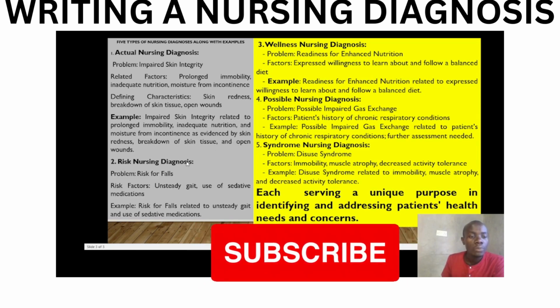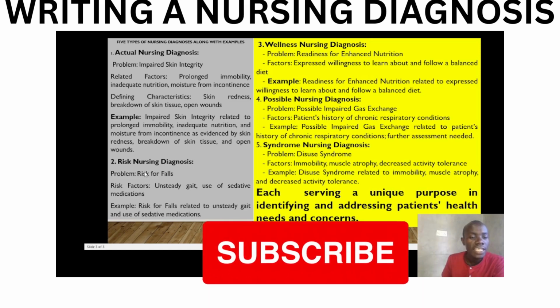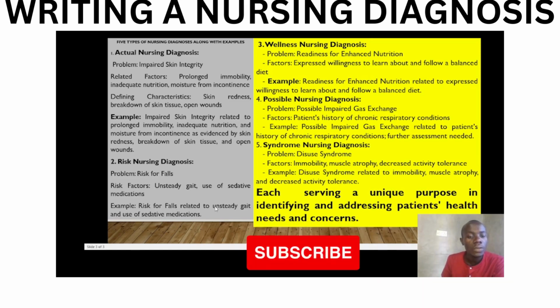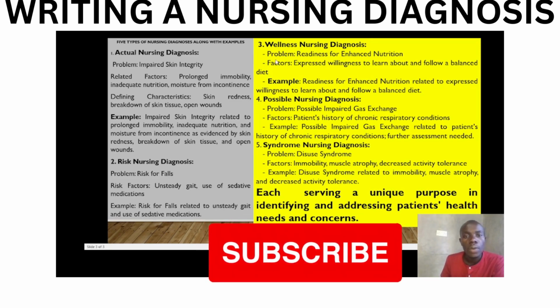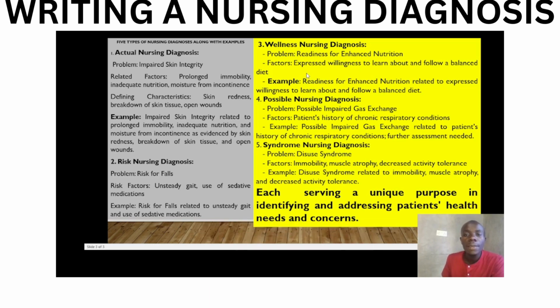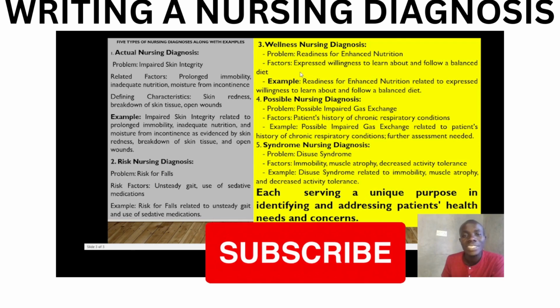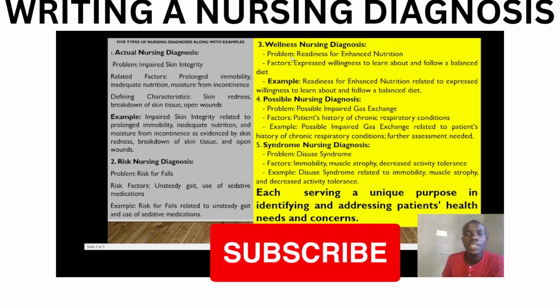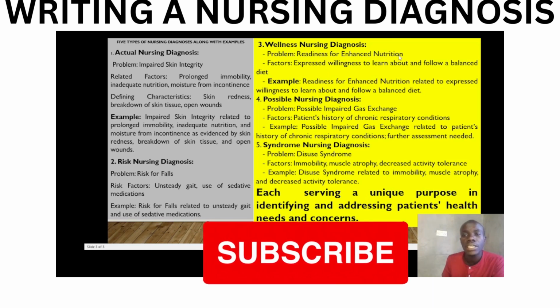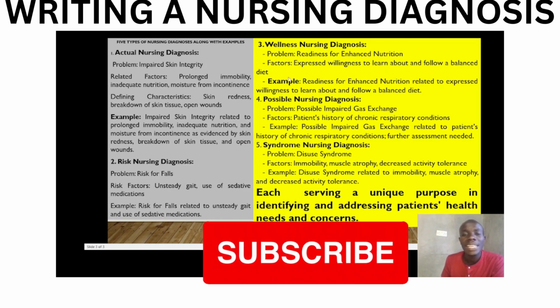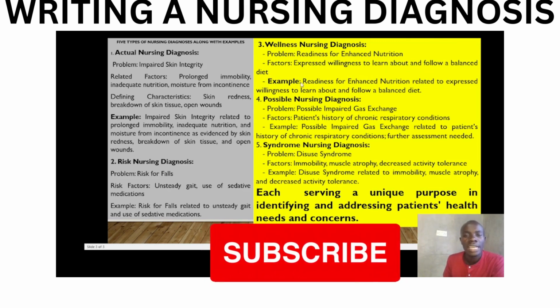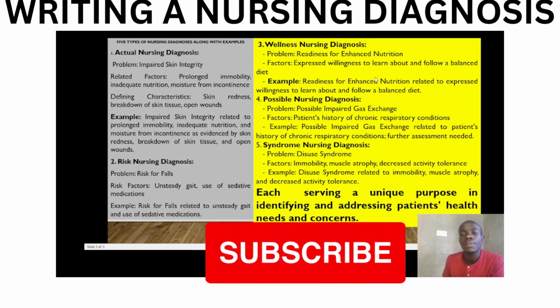Risk diagnosis is a 2-part diagnosis, so we could say risk for falls related to either unsteady gait or use of sedative medication. For wellness diagnosis, we could talk of maybe a patient with DM to whom you have given a health talk, and you've seen the problem is the readiness for enhanced nutrition, and you have seen the patient express willingness to learn about and follow a balanced diet. So you can come up with a nursing diagnosis as readiness for enhanced nutrition related to expressed willingness to learn about and follow a balanced diet.